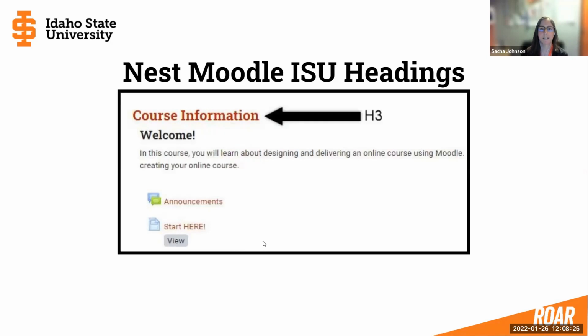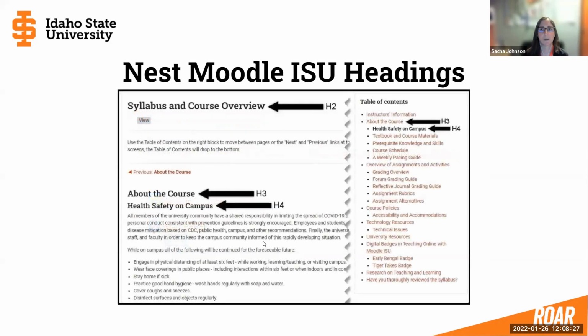Some other common activities and resources within Moodle ISU are the book, page, and lesson. So this is an example of a book. We can see in the table of contents that we're on the Health, Safety, and Campus subchapter. So the book name, syllabus and course overview, is the first heading level, which is level 2. Then the next heading level is heading 3, and that's the chapter title. And then the subchapter title is going to be heading 4.